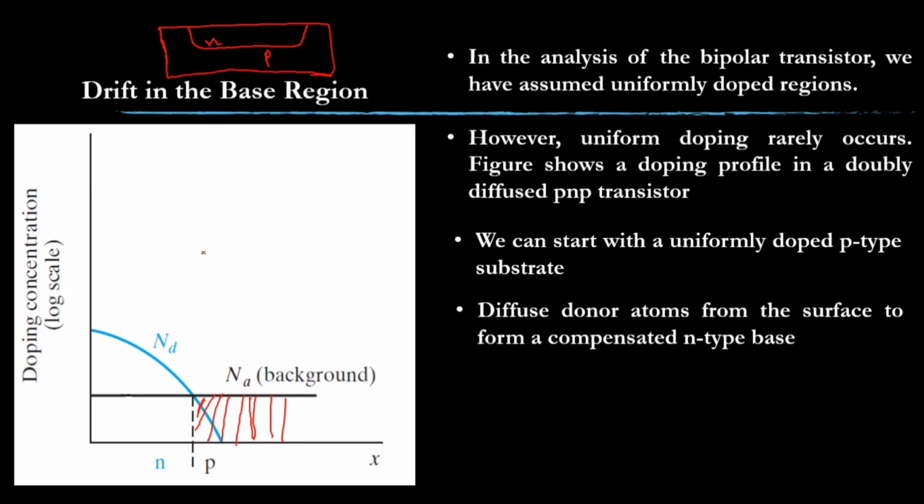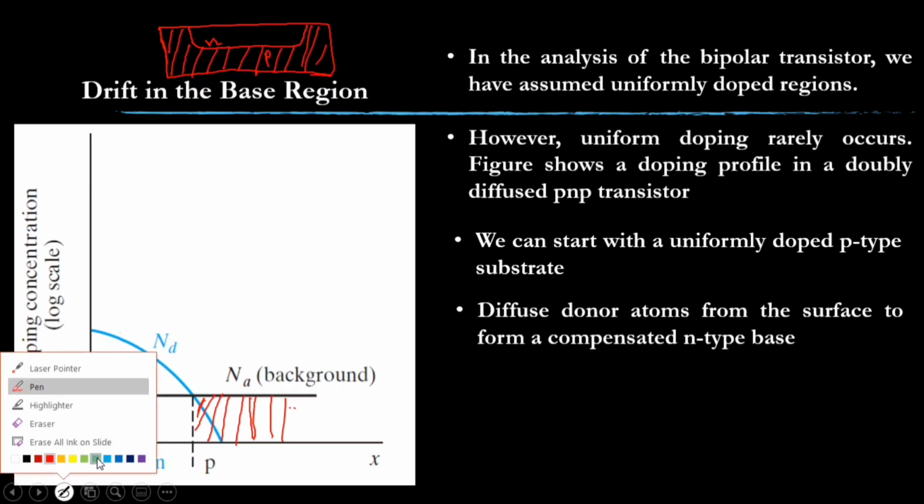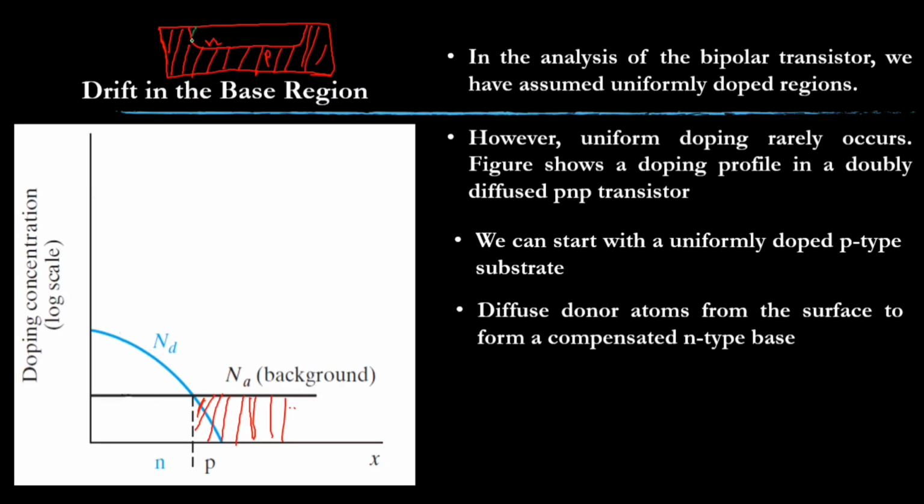This is the profile, and here you can see the cross section of the semiconductor. The entire area was initially p-type material, and now I have diffused donor atoms on the surface, so I get an n-type area here.